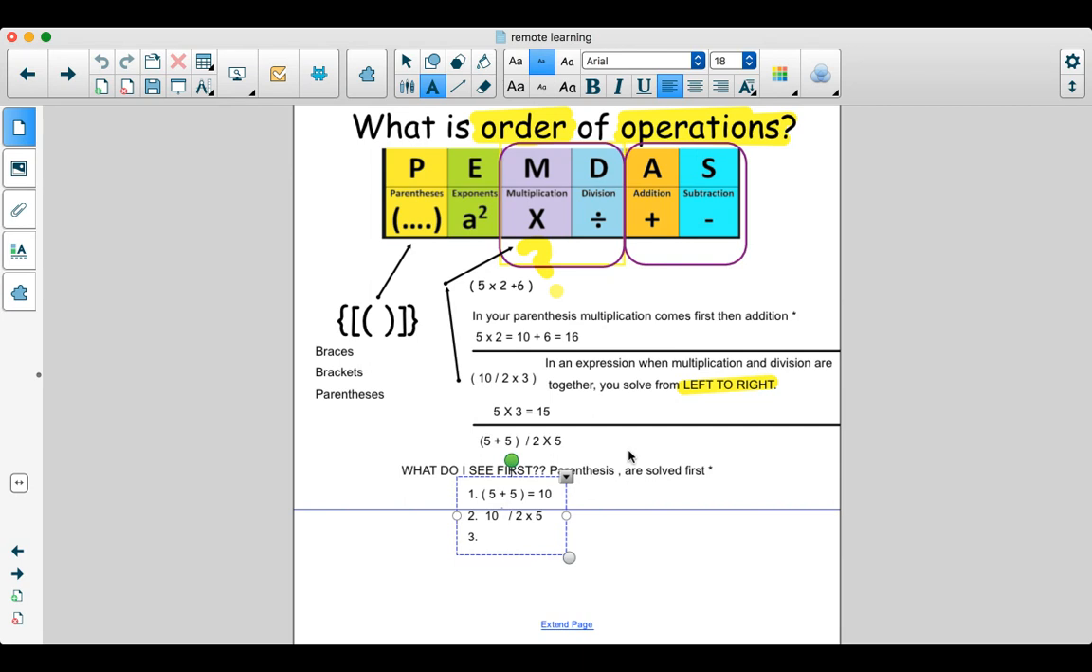This looks very similar to something we just solved. So we're going to ask ourselves, what operation is first from left to right? It is division and then multiplication. Even though we have MD, they're interchangeable, so it could be DM. So 10 divided by 2 is 5, times 5 equals 25. Following the steps in order is important.